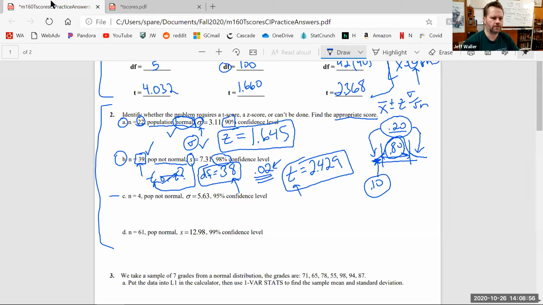What tells me to use a T-score is that I don't know sigma, but I do have a normal distribution. I have to have a normal curve to do anything. So of course, look at part C. Does my sample size save me? No. Does my population save me? No. So I am unsaved, and I cannot do this problem. Not doable. All right, so go ahead and do part D if you haven't finished that.